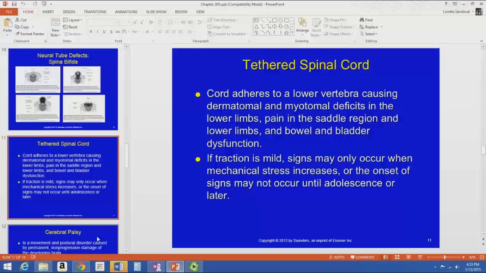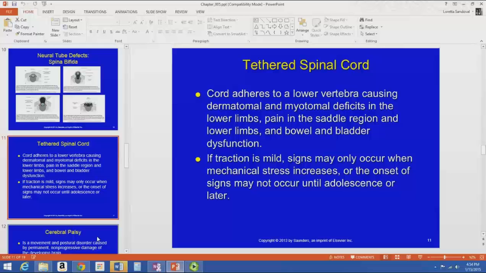So a lot of times it is not noticed until the person starts to grow, because there's not tension or traction on the cord until the person gets bigger. So it's not noticed until adolescence or later, when the person has their growth spurt. So it can cause dermatomal and myotomal deficits in the lower limbs, pain in the saddle region, you can imagine where that is, and the lower limbs, and bowel and bladder dysfunction, because those nerves at the end of the spinal cord and the cauda equina often affect that bowel and bladder function.